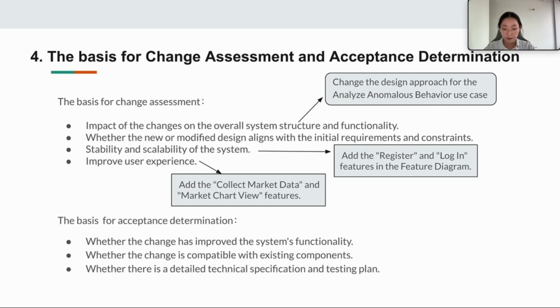We also added register and login features. During our midterm review, we realized users couldn't even log in. Adding these features made the system more stable. Additionally, we included collect market data and market chart view to help users better grasp market changes, which improves scalability and user experience. All of the changes met our acceptance criteria by enhancing functionality and maintaining compatibility.